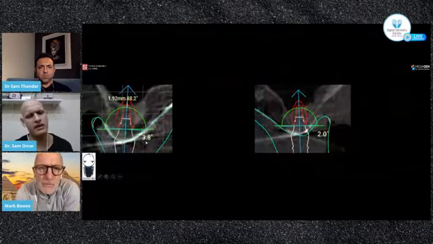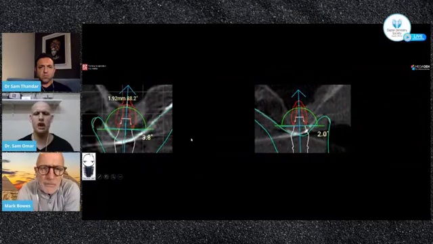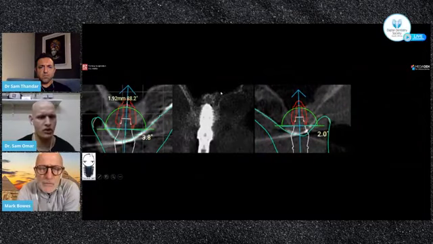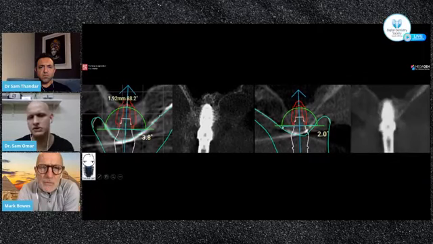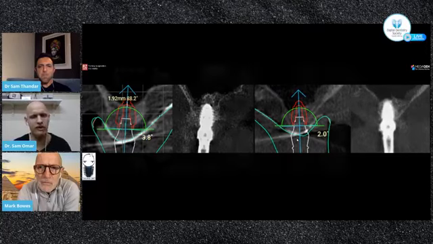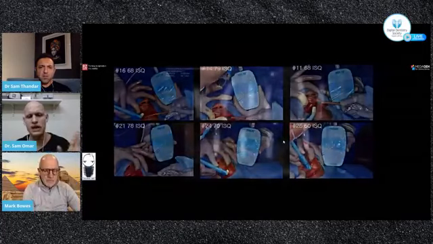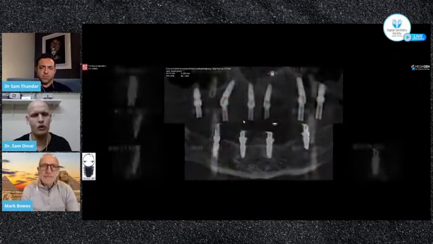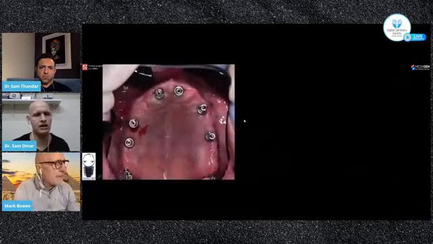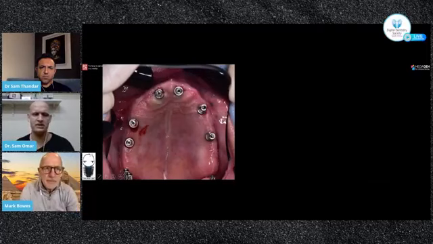Just to confirm that everything went well with the procedure, we took a post-op CBCT, and this is how the bone looks after the sinus lift procedure on implant number 16, and this is how 26 looks. So we confirmed that we did a successful sinus lift. After we measured ISQs, we went ahead and placed the multi-unit abutments and the cylinders.